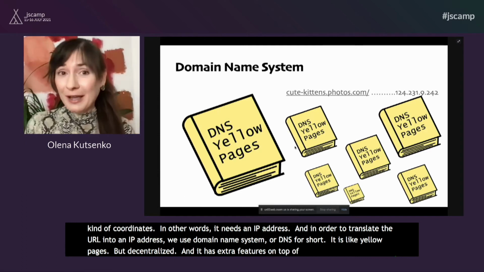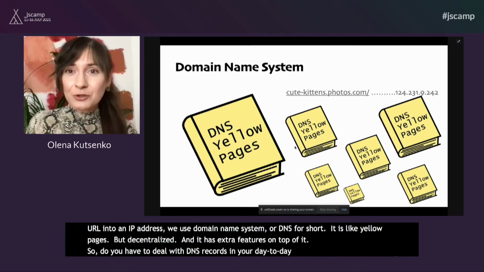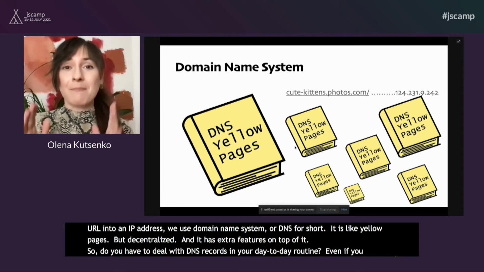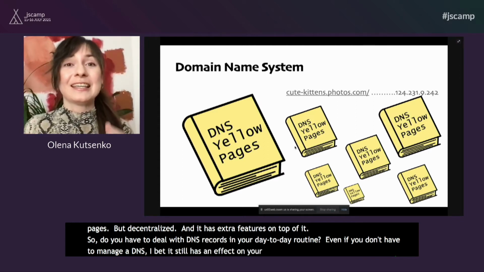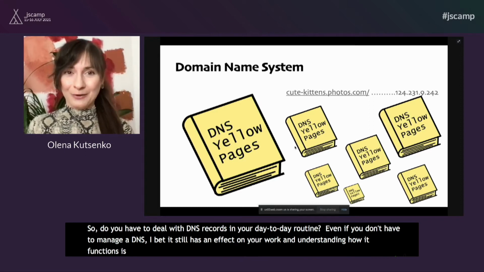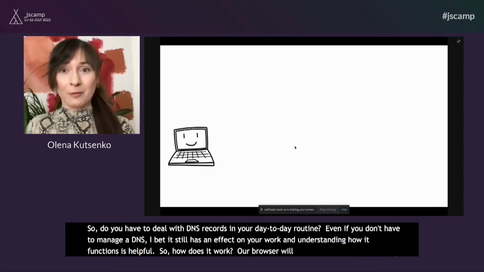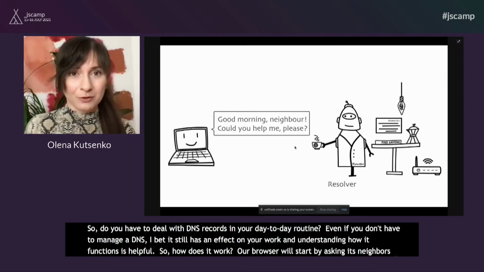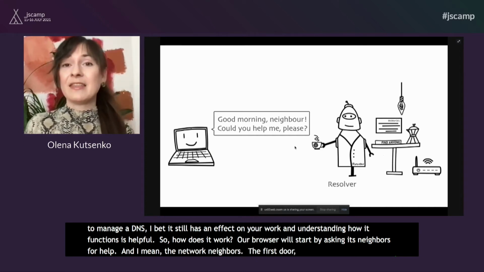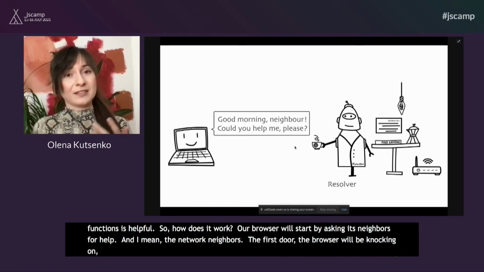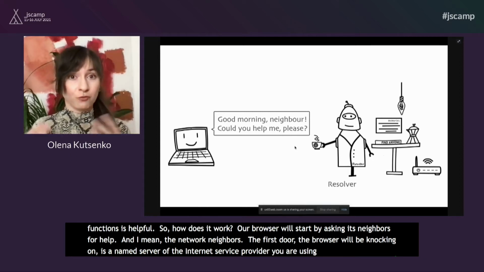So do you have to deal with DNS records in your day-to-day routine? Even if you don't have to manage DNS, I bet it still has an effect on your work, and understanding how it functions is helpful. So how does it work? Our browser will start by asking its neighbors for help, and I mean the network neighbors. The first door the browser will be knocking on is the name server of the internet service provider you are using or the DNS server of the organization you work at.